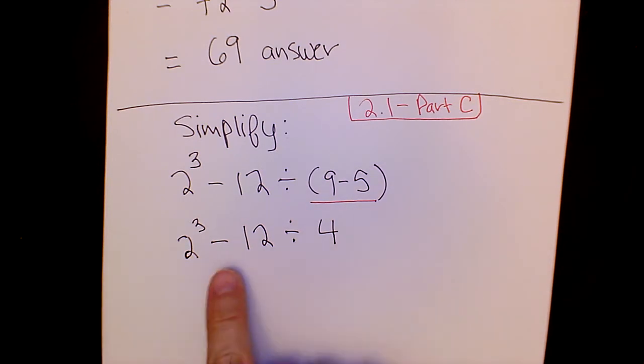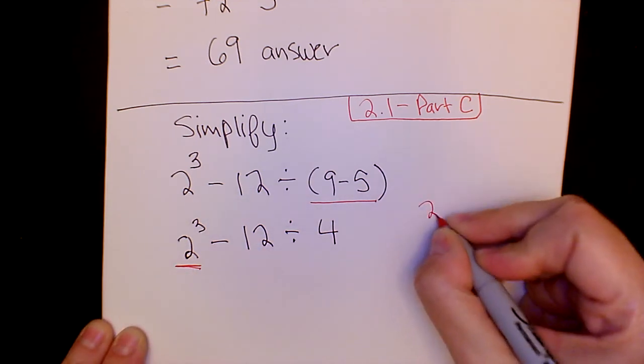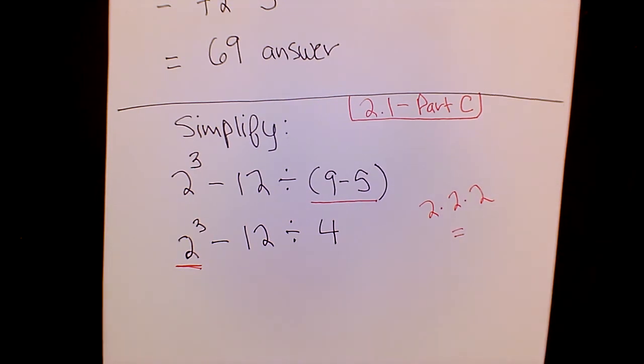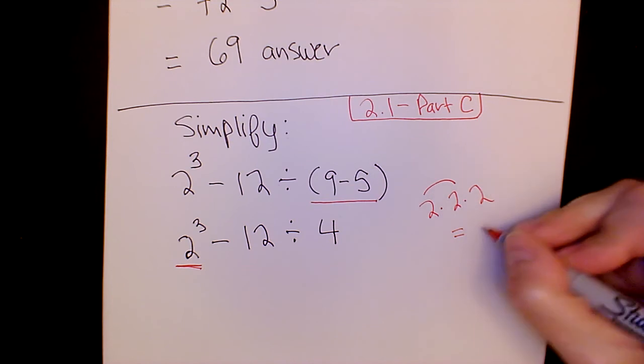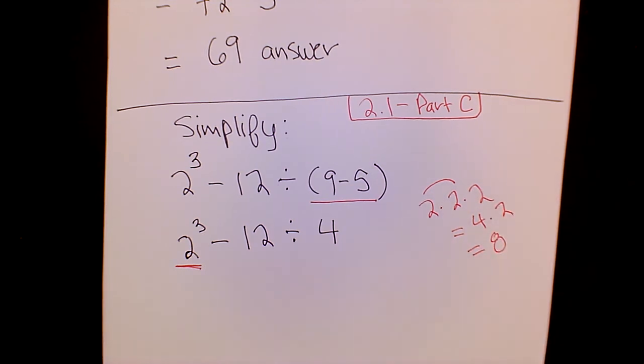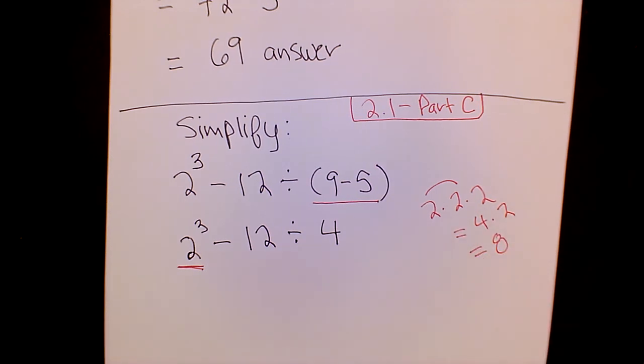Okay, what am I going to do second? Am I going to do exponent, subtract, or division? So second is always exponents, so I'm going to do this next. And what's 2 times 2 times 2? 2 times 2 is 4, times 2 is 8. So it's not 6, it's not 2 times 3, but think of it as 2 times 2 times 2. So that's 8.